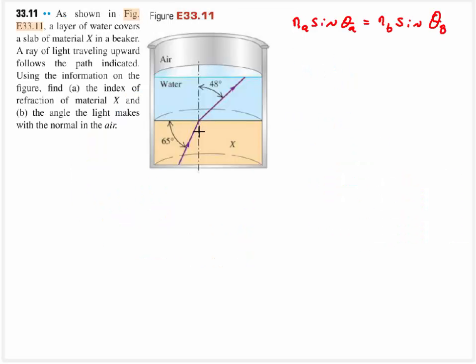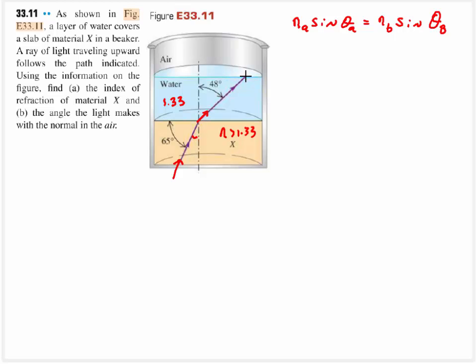Okay, some solved problems for chapter 33. Here we have light coming through a beaker. It's in some unknown material, and it's going to enter some water. It's going to bend more away from the normal. And we know that water has an index of refraction of 1.33, so we expect that this index is going to be larger than 1.33 because it's bent more away from normal.